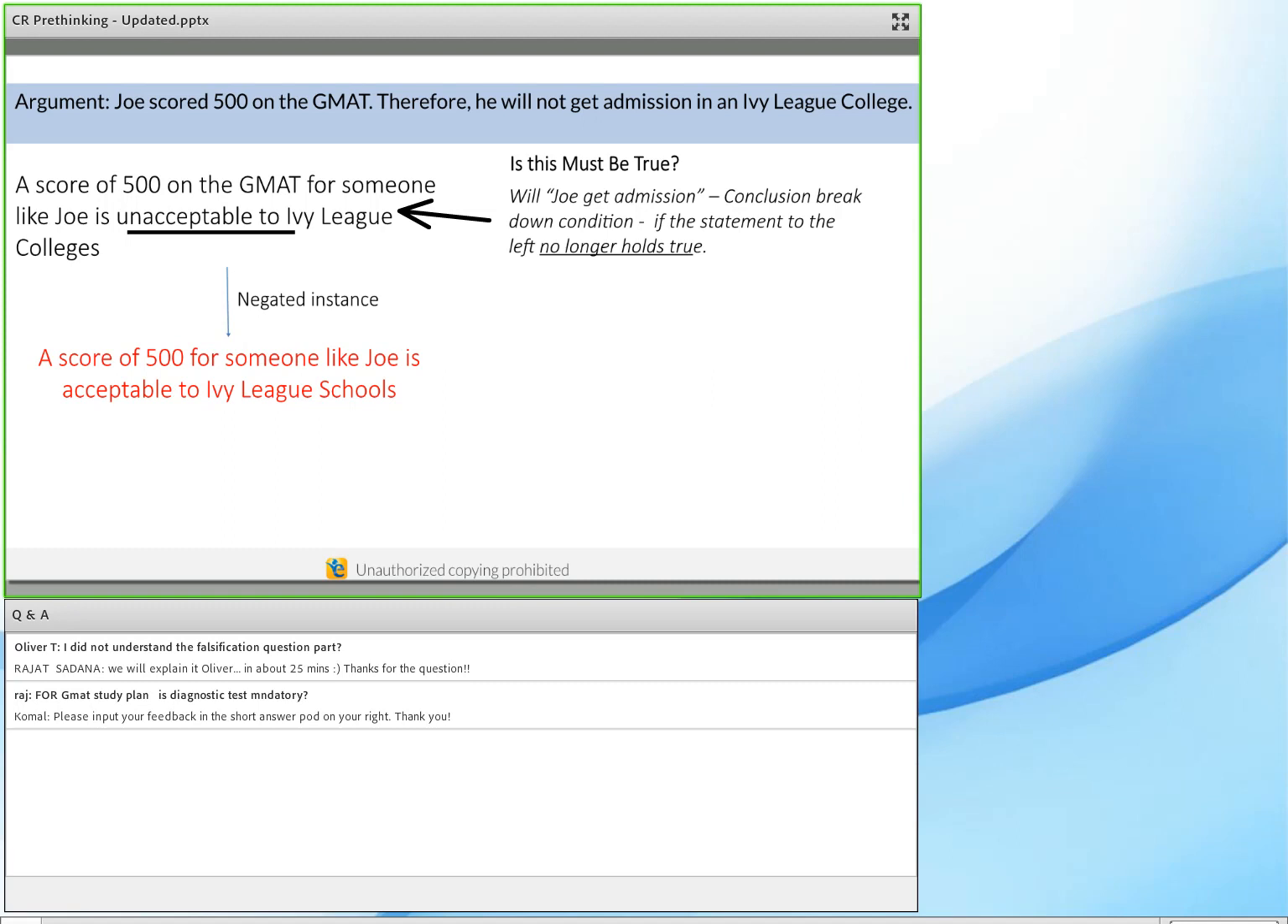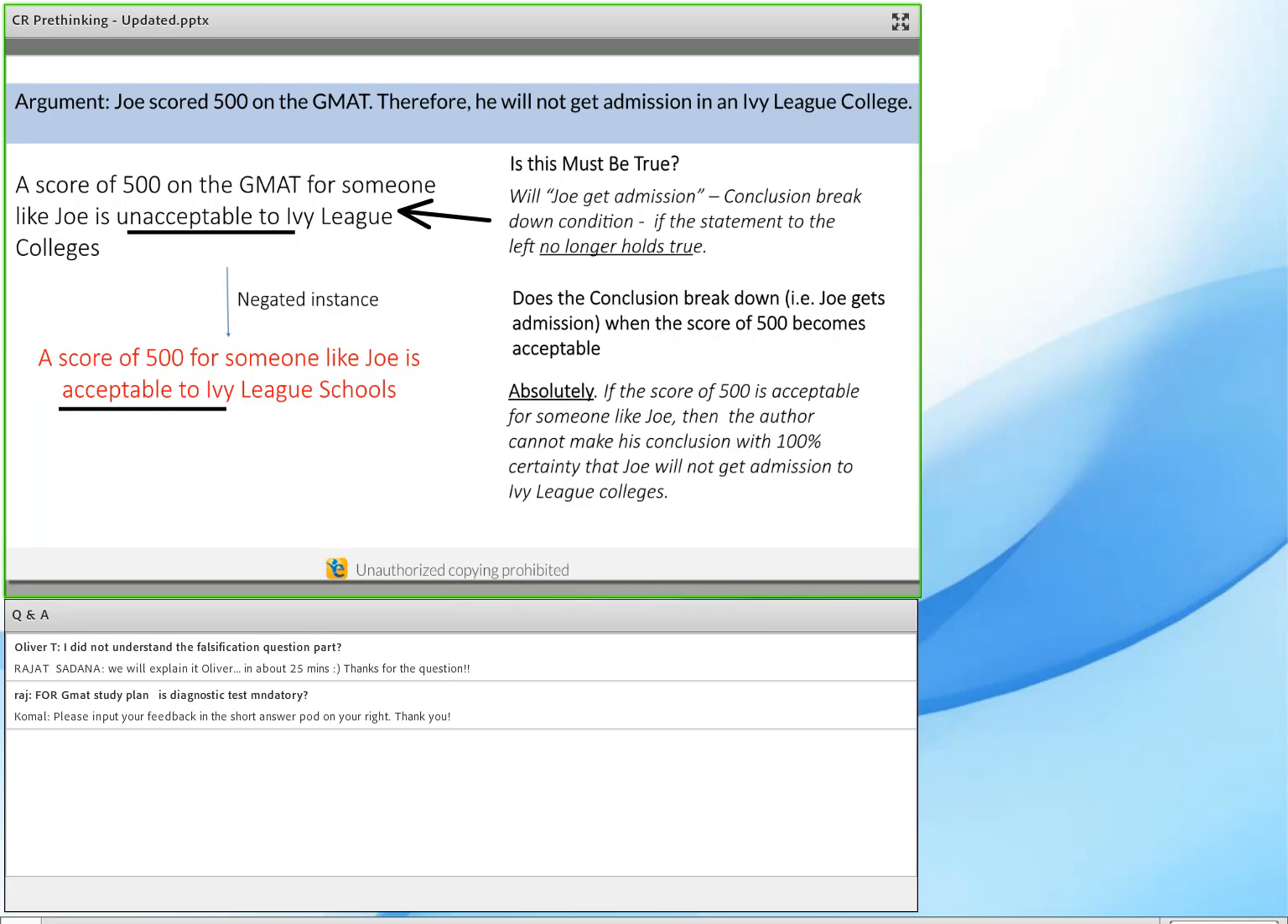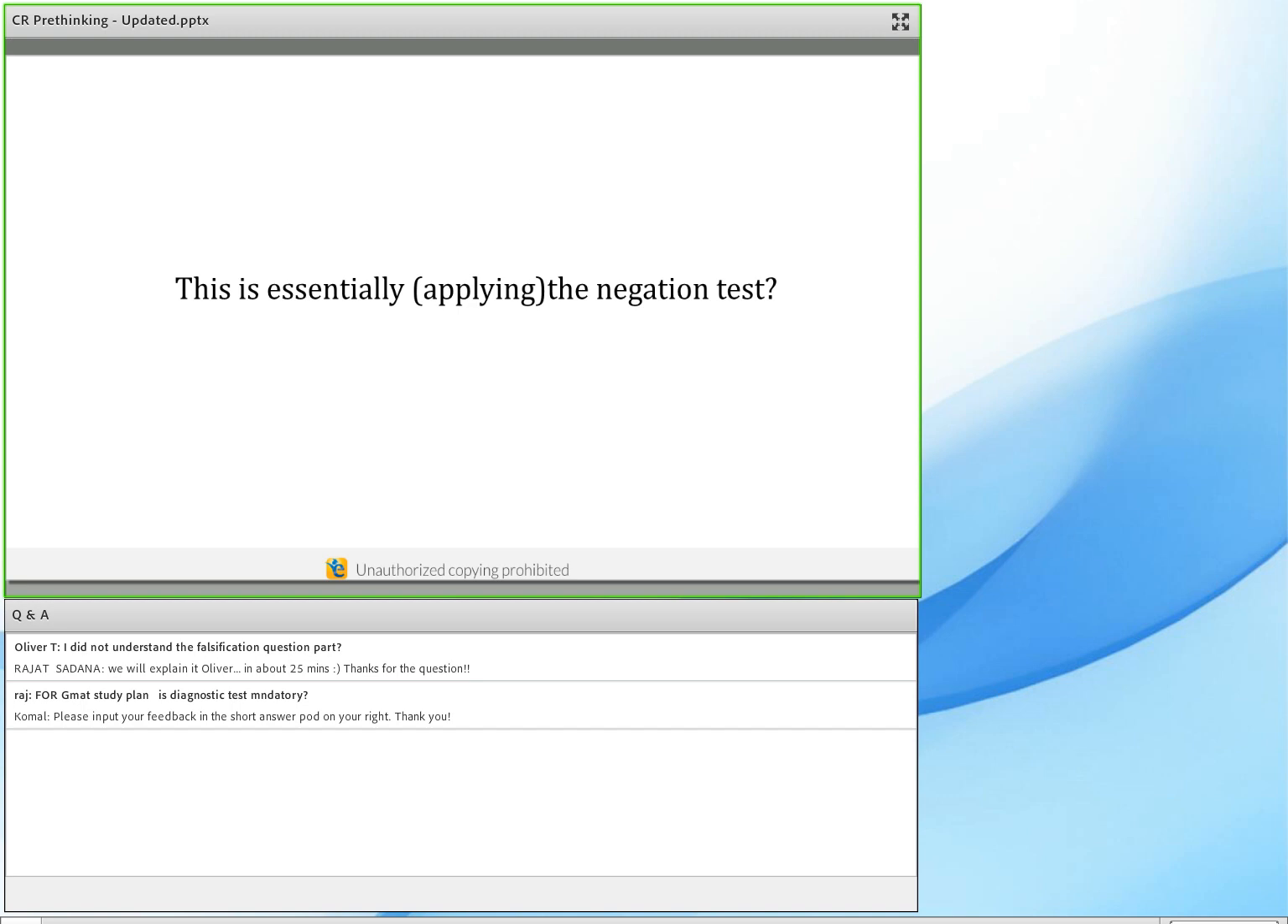If that becomes true, what happens to our conclusion? Let's ask ourselves, does the conclusion break down? Absolutely. Yes. Why? Because if a score of 500 for someone like Joe becomes acceptable, then the author cannot be 100% certain that Joe will not get admission into an Ivy League college. Because this passes the negation test, which is essentially what the negation test is, we can say this is our correct assumption. Okay.